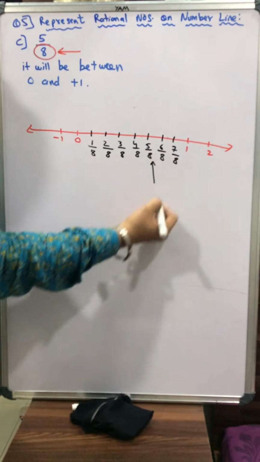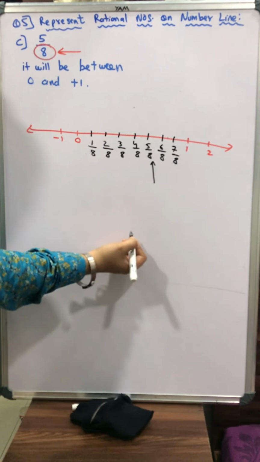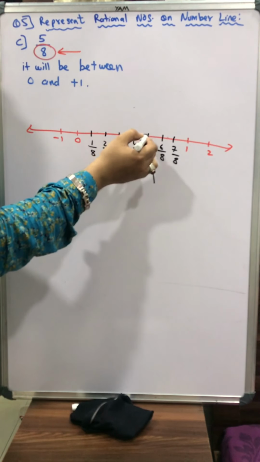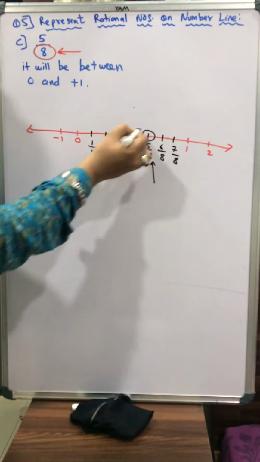This is our answer. 5 upon 8. That's it. And we have not reduced it. So this is only our answer, 5 upon 8. So what maximum I can do is I can just circle it around.